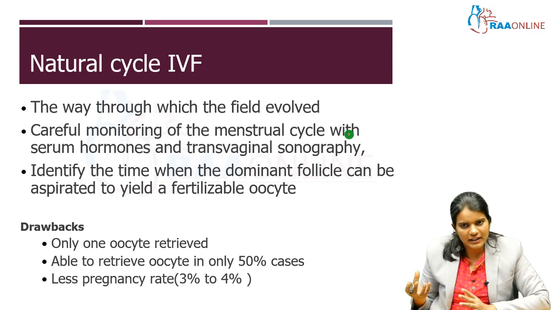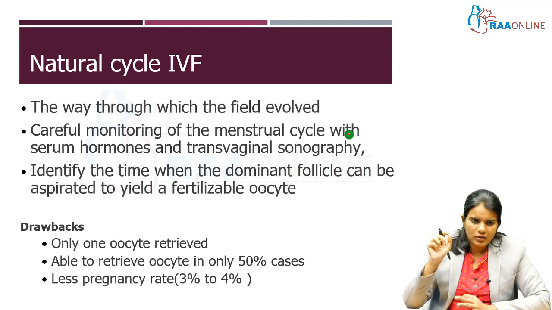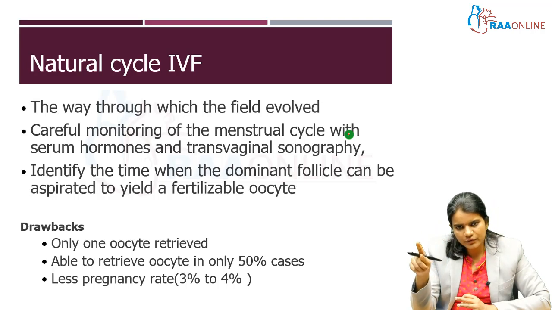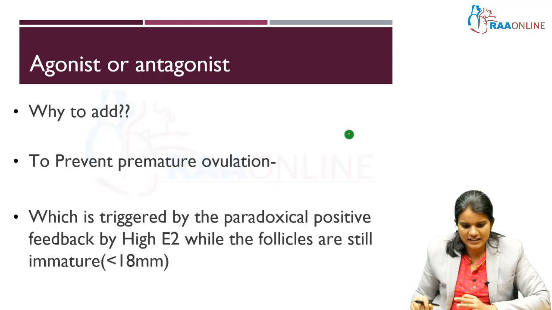When the dominant follicle is developed, they aspirate the oocyte. Okay. So, the drawback is that in a natural cycle only one oocyte will be there. And they will be able to retrieve oocytes only in 50%. Other times we do not know whether there is an egg inside the follicle or not. So, the pregnancy rate is also very, very less.